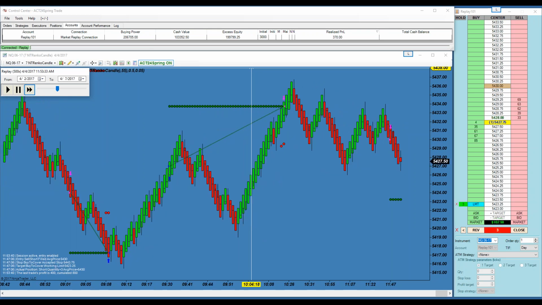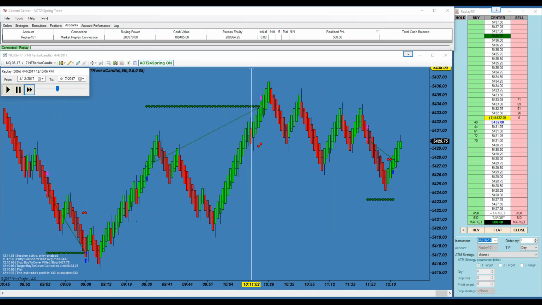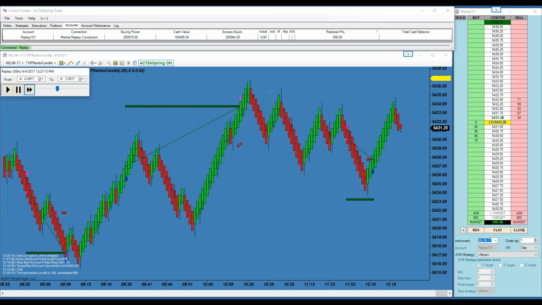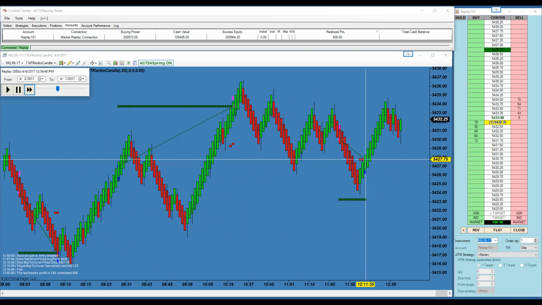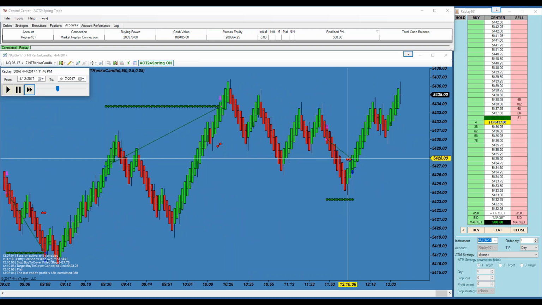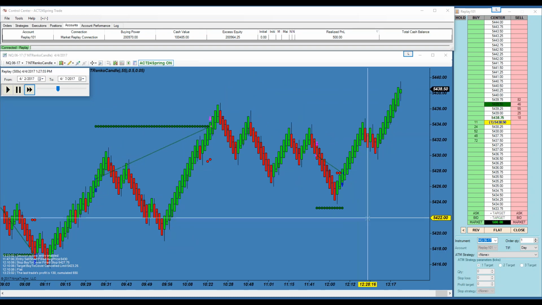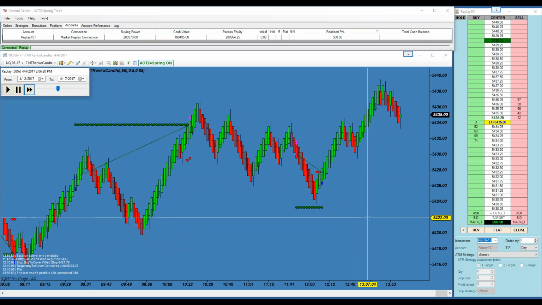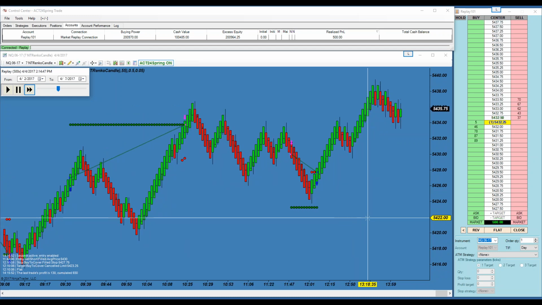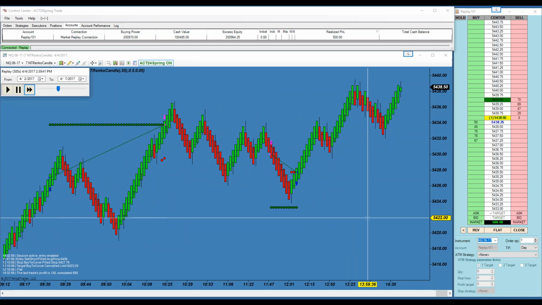Order pending. Order filled. You can see here it didn't make it to the target, and your stop moved and you got out with profit. That's usually about $120. Could be $150 on 3 Nasdaq contracts.